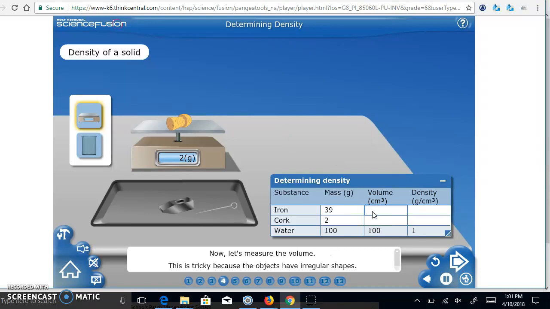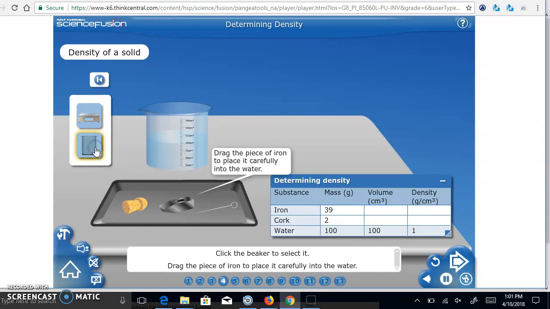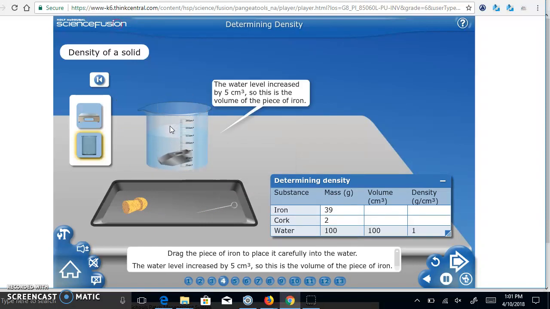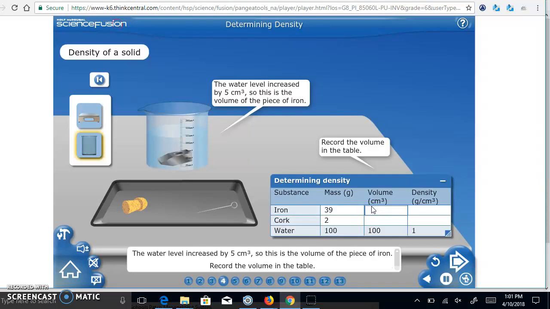Now let's measure the volume. It's tricky because the objects have irregular shapes. However, you can use a method called displacement. Here's how. Click the beaker to select it. Drag the piece of iron and place it carefully into the water. The water level increased by 5 cubic centimeters, so this is the volume of the piece of iron. Record the volume in the table.